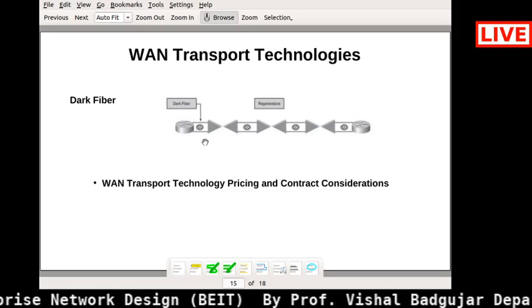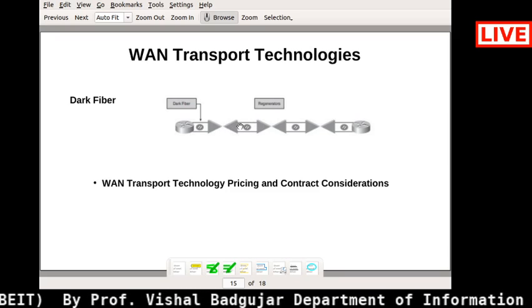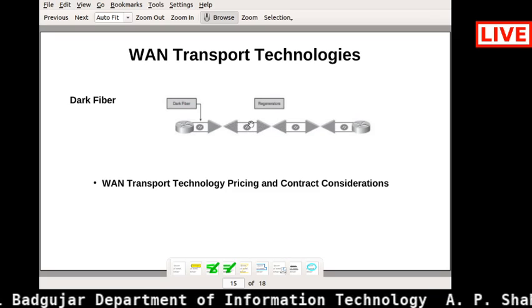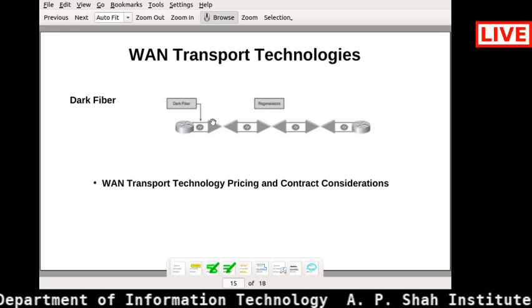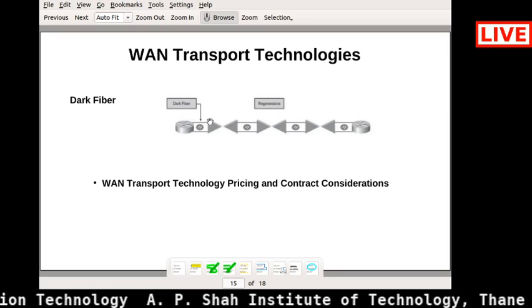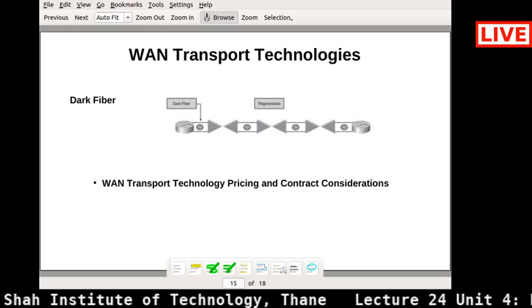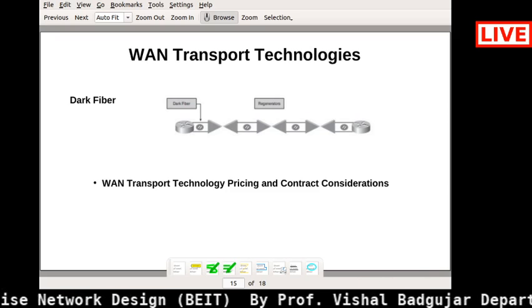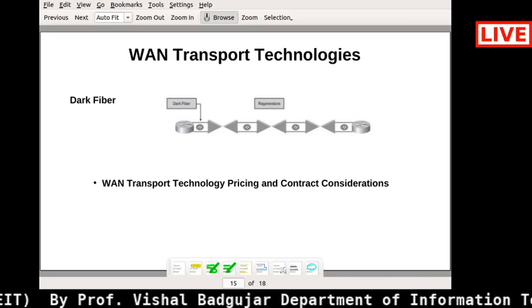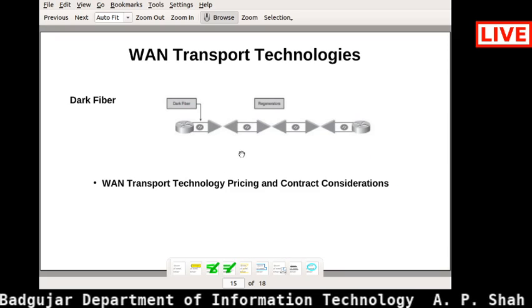So if you are using layer 2 encapsulation, for example gigabit ethernet, then this connectivity is used for the transmission of data over long distances, right? So this is where you can use this DWDM. Okay, so this is nothing but the dark fiber.